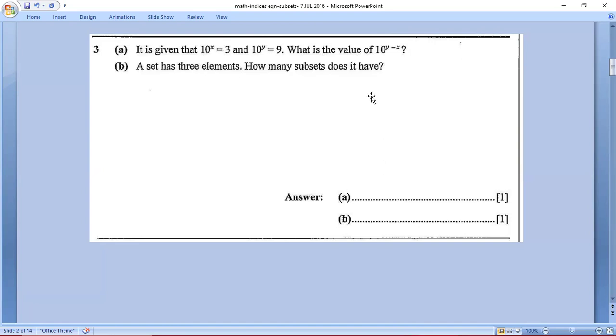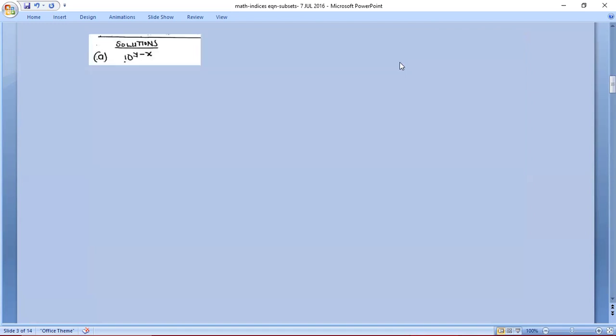For indices, the law is that when you're dividing indices with the same base, you just subtract their powers, the numerator's power minus the denominator's power, and you maintain the common base. That's the rule. If you're multiplying, you add the powers. If you're dividing, you subtract the powers. So 10 to the power y minus x means that you're actually dividing 10 to the power y by 10 to the power x.